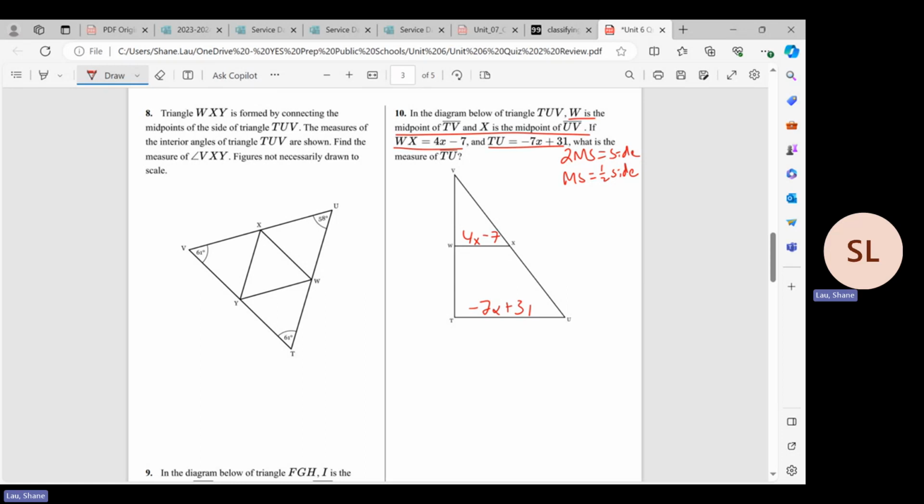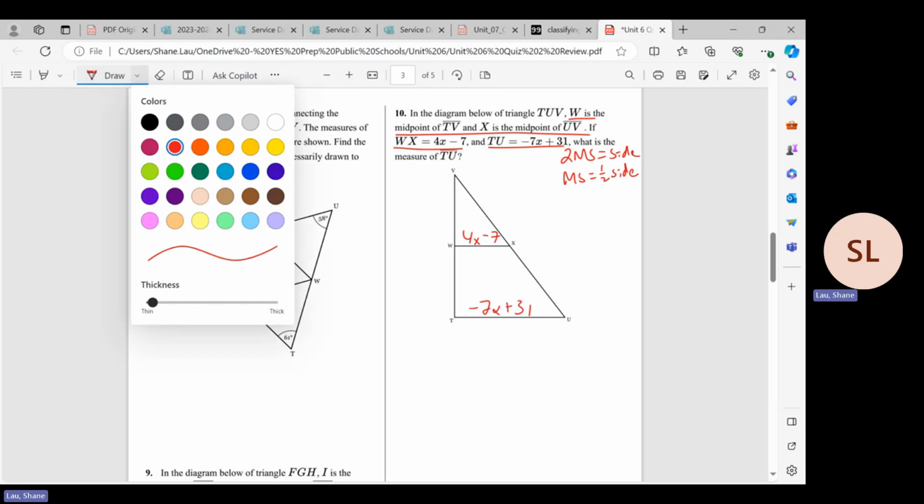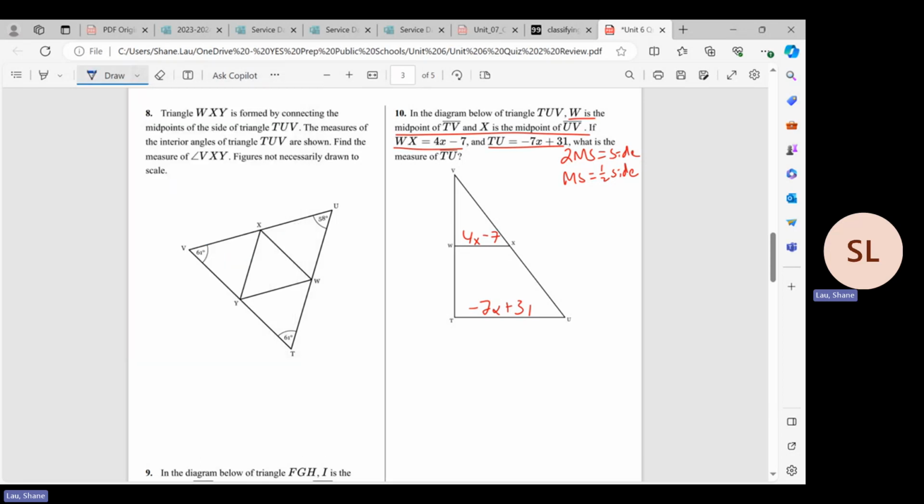But it works both ways. And so what I tell you to do is use the easier of the 2 equations. Which one's easier? Definitely this one. Why deal with the fraction when you don't have to? So if I were to rewrite this, 2WX equals TU. Replace it with the expressions: 4x minus 7 equals negative 7x plus 31. Don't forget to distribute the 2. We get 8x minus 14 equals 7x plus 31.